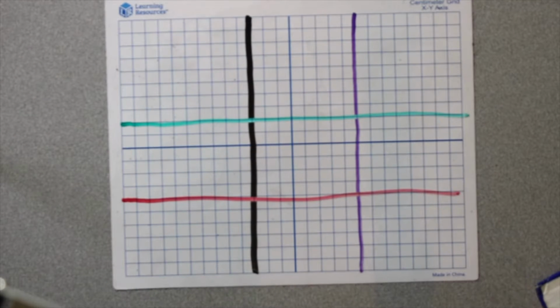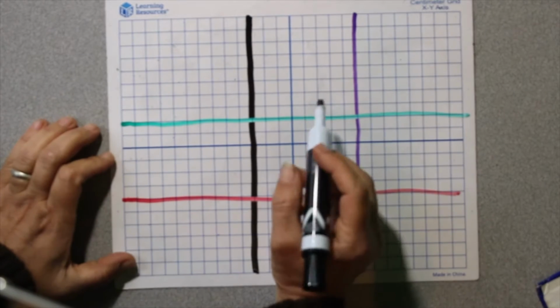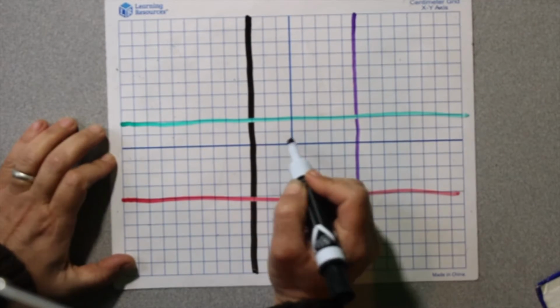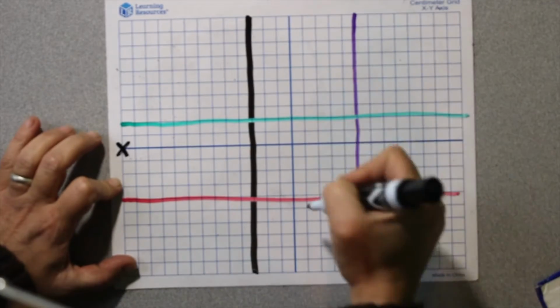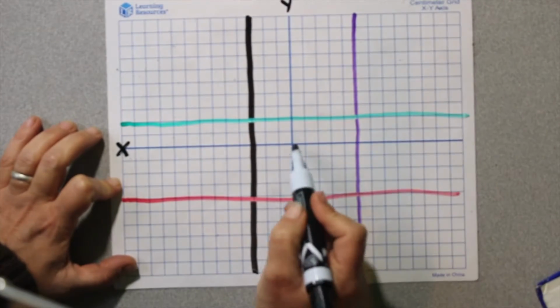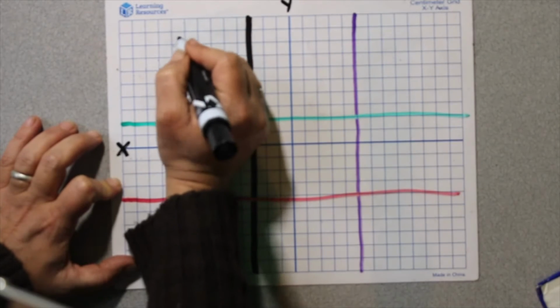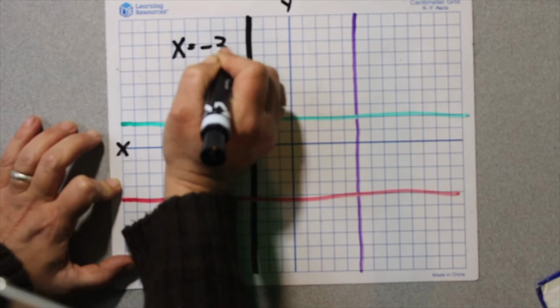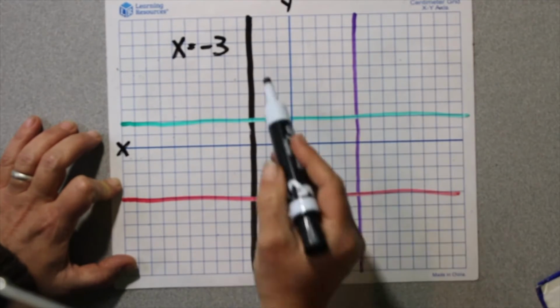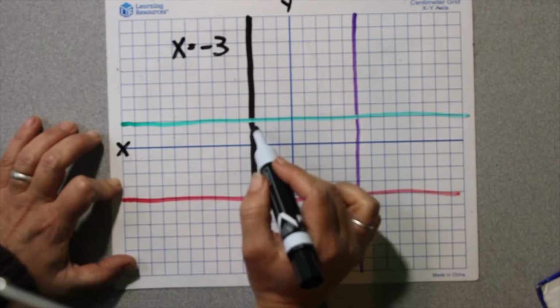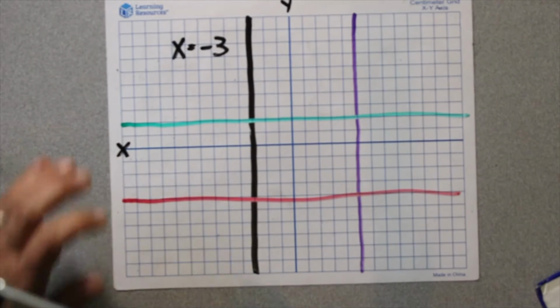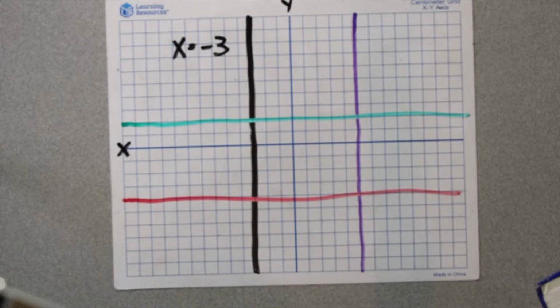Alright, so when we have vertical and horizontal lines, the formulas for those are really, really easy. We're going to say that on this one we have to move on our x-axis. Remember, this side's x, and then up and down is y. So on our x, we had to go back 1, 2, 3. So the formula for this black one is x equals -3. We don't have to tell what y equals, because no matter what, x is always going to be -3 no matter what y is.